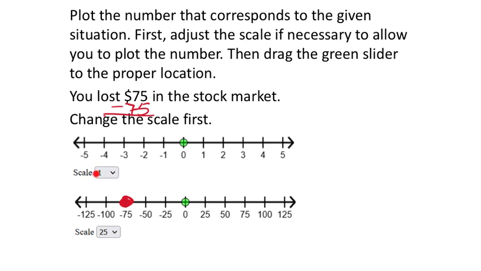If I had chosen something like 20s, right? Then I would have had -20, -40, -60, -80, and then I would have had to kind of guess where -75 is. But by forcing the scale to be 25, it makes the value that I'm looking for, -75, be directly on one of the marks, which I think is pretty nice.